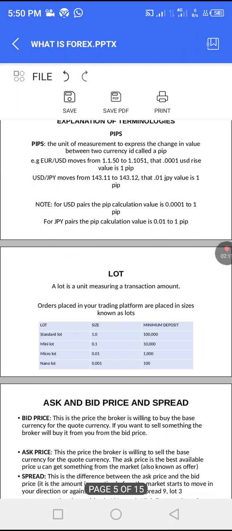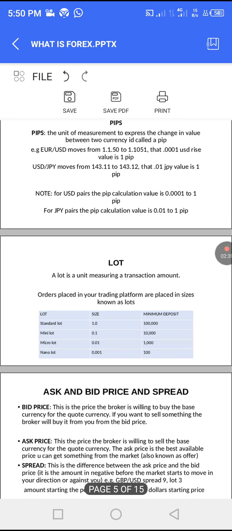Note, for the USD pairs, the pip calculation value is in the fourth decimal place. Just like this one, you have 0.0001 to 1 pip. For JPY pairs, the pip calculation value is in the second decimal place, which is, for this, you have 0.01 to 1 pip. If it were 0.02, it would be 2 pips. 0.09 would mean 9 pips.